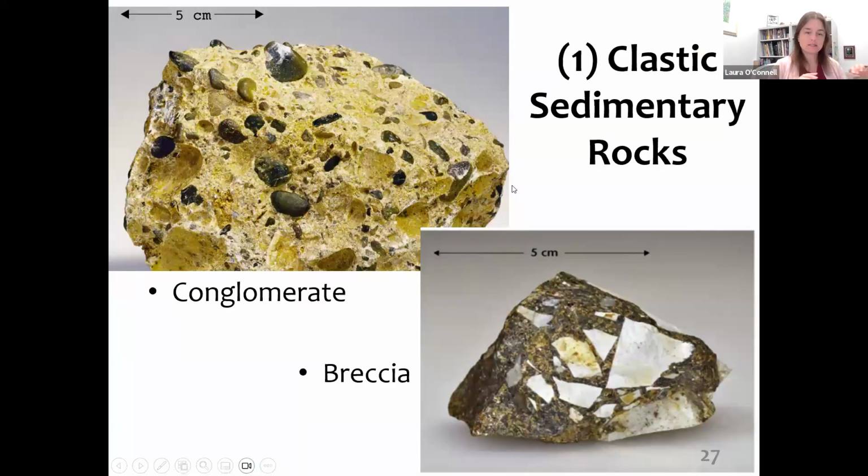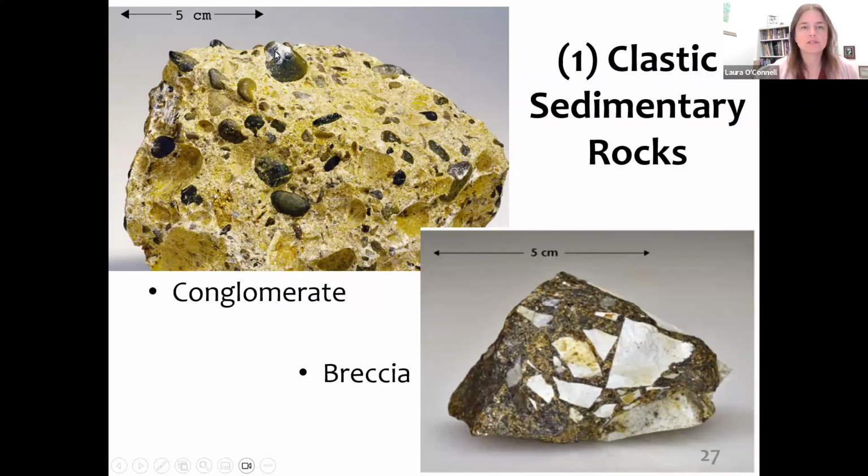So clastic sedimentary rock, this is an example where you see these layers of sand. So these layers were deposited, right, in an environment, maybe a lake or something. And then they got lithified, cemented together by tiny minerals. And a conglomerate and a breccia, these are coarse-grained examples.